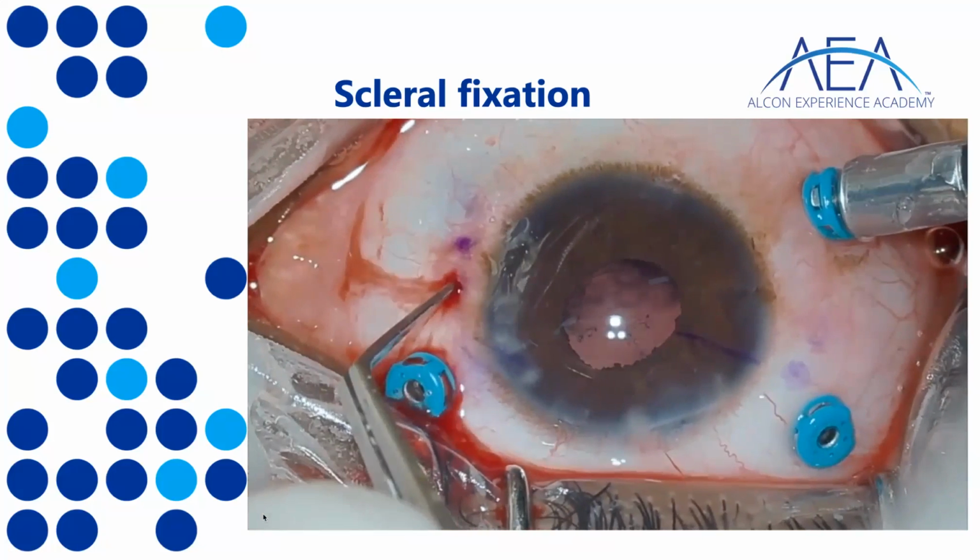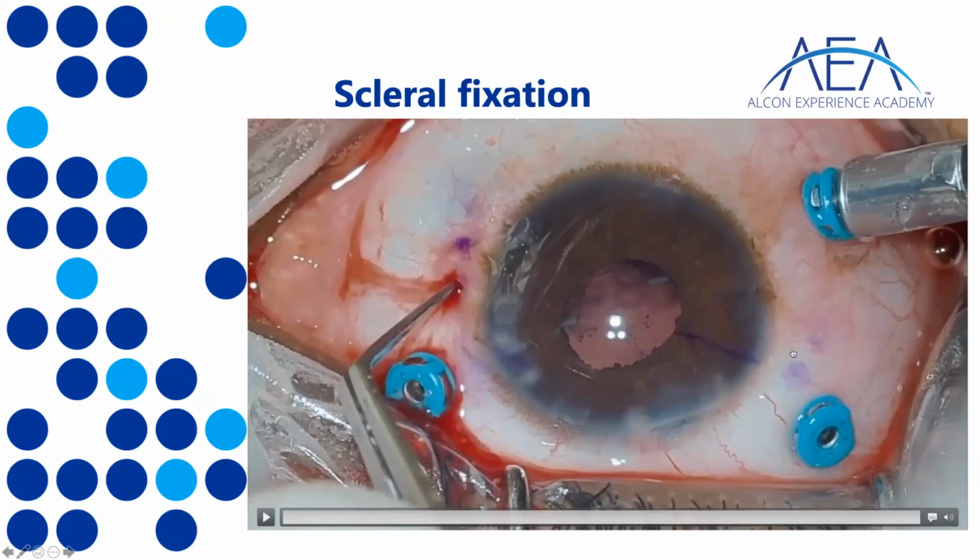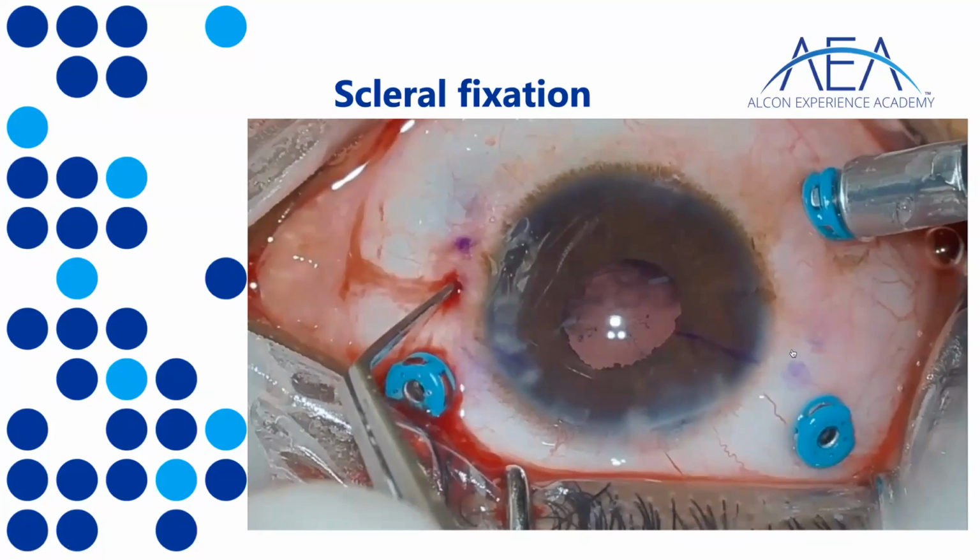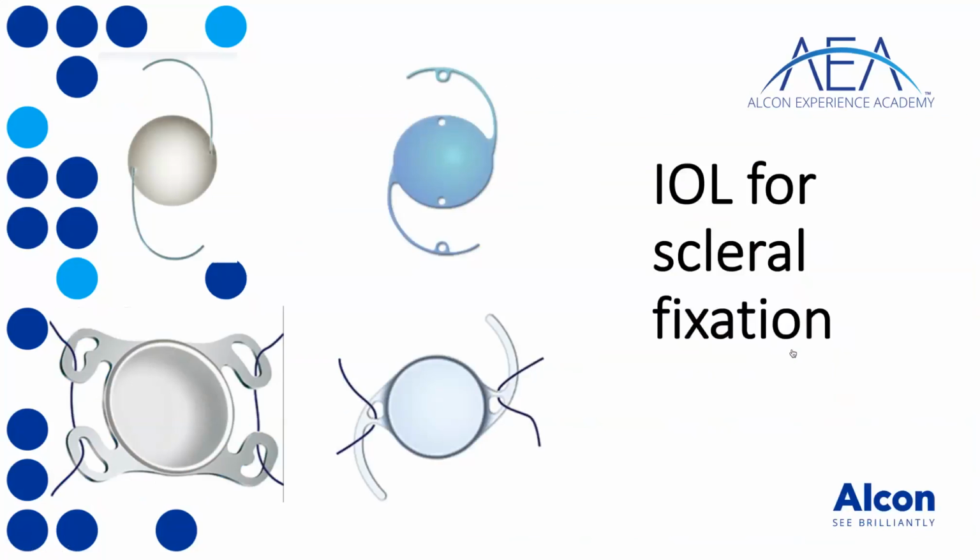As I said, it's not the only technique which is available. You can use the same sort of technique to get the haptic out and then create a small tunnel which goes from here to there and slide the haptic inside, which then can be either sutured or glued. And there are very many different types of techniques. As I said, they all work fine as long as they work in your hands. So, which is the best IOL for scleral fixation? As you can see, there are very many different types. It doesn't particularly matter. Again, it's important that you use the one that you are confident with.